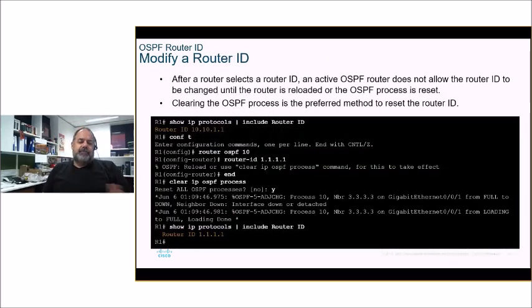Now, that's basically the first thing OSPF does when it starts: it picks a router ID. After it's selected that, an active OSPF router does not allow the router ID to be changed until the router is reloaded or the OSPF process is reset. Clearing the OSPF process is the preferred method to reset the router ID. Here we've obviously got a router ID that we didn't want, 10.10.1.1. They put in the command to set it to all the ones, and it would not change anything until you do clear ip ospf process, and that will stop OSPF and start it again. It will pick up this configuration command and set it as such.